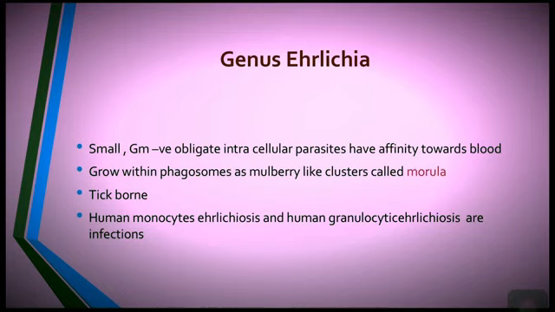Ehrlichia, like Rickettsia, are gram-negative obligate intracellular parasites, but they have an affinity for blood cells, that means they multiply in the blood cells. They grow within the phagosomes. In the phagosomes, they form special structures like clusters, which are called morula. This group of organisms is transmitted by means of ticks. Human monocytic ehrlichiosis and human granulocytic ehrlichiosis are the infections caused by this group of Ehrlichia.